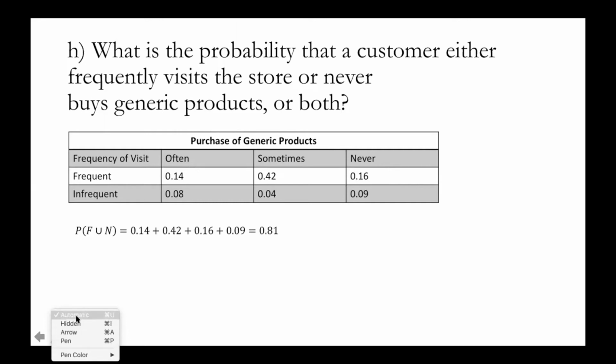So if you have two circles or two events, and one is being a frequent customer, and the other event is never buying generic products, in this case you want the whole union of it, because you want to cover all the events when the customer is a frequent visitor and never buys generic products. So you want to cover the whole space of these two events.